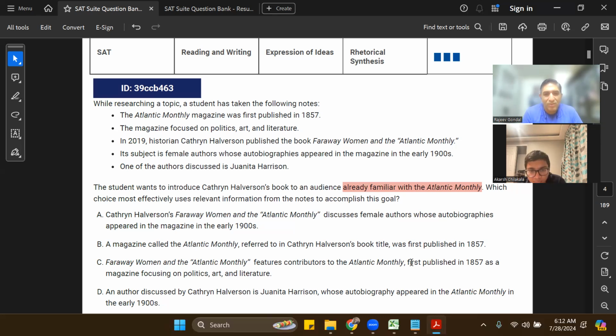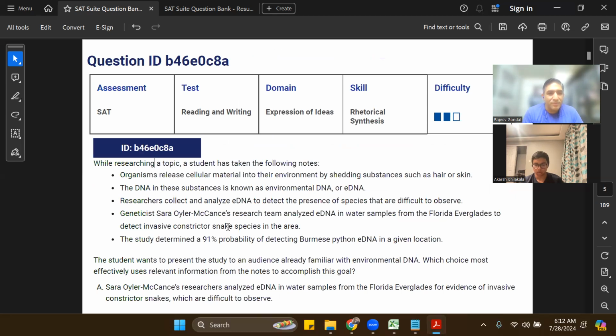See, there is one more thing. They are telling what the Atlantic Monthly is, but they are saying people already know about it. So this is redundant. First published in 1857, which means people know about it and you are repeating that information. That is why C is incorrect. One more reason: A doesn't say anything about the Atlantic Monthly. They say this lady and this one discuss female authors. And they are introducing the book. That's correct. Let's go to the next one.